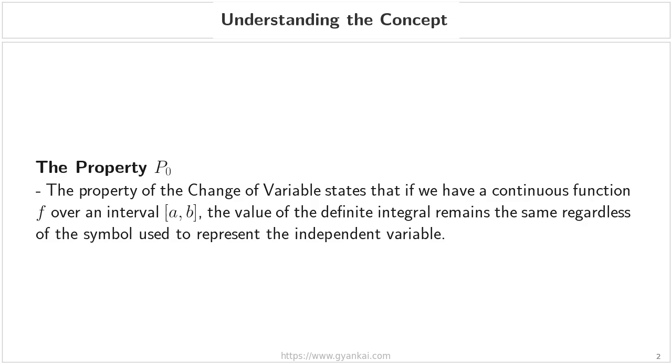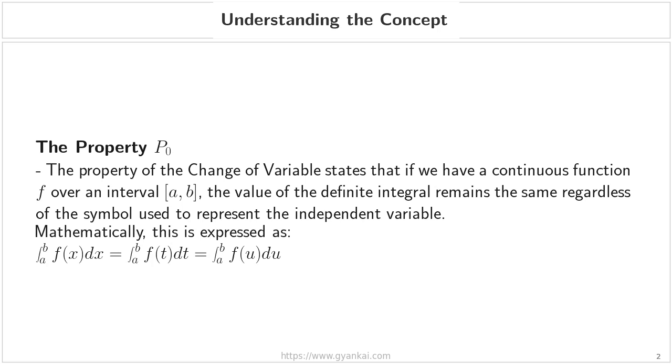Understanding the concept. The title here is Understanding the Concept, and we begin with what we're calling property P0. This property essentially defines what we've been discussing. It states that if you have a continuous function, and remember, a continuous function is just one you can draw without lifting your pen, over a closed interval from a to b, the value of the definite integral will not change, no matter what letter you use for the variable of integration. Let me break that down.